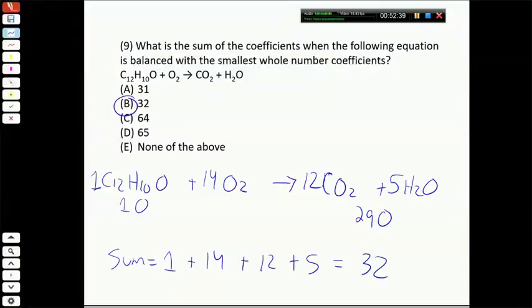So this one you could have used the oxidation number approach, I suppose. It would have been a little bit more complicated. If it's a redox reaction, you can do it. It's just that this one is pretty complicated with 12 carbons and 10 hydrogens.